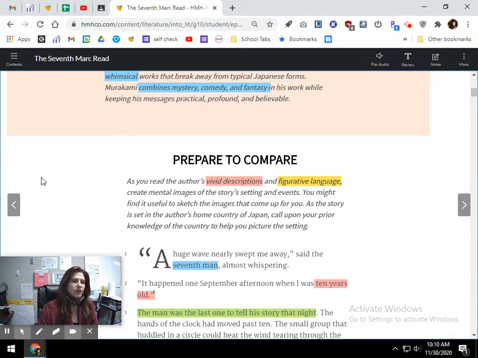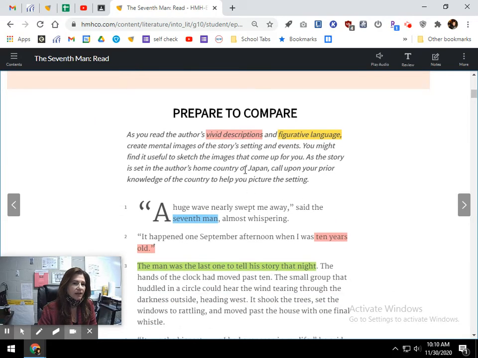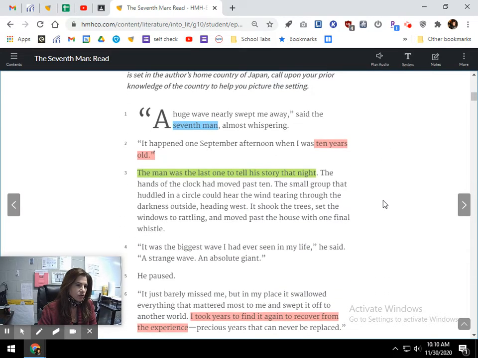As you read the author's vivid descriptions and figurative language, they're giving us a clue that not everything in here is meant to be taken literally. He's using a lot of figurative language. It might help to create mental images of the story in your mind. Really think about it. That's what a good story does. It creates mental images for us. Keep in mind that this is set in his home country of Japan. So think about that setting as you're imagining it.